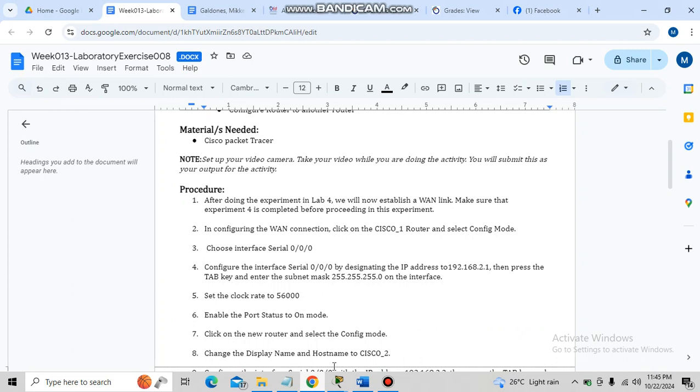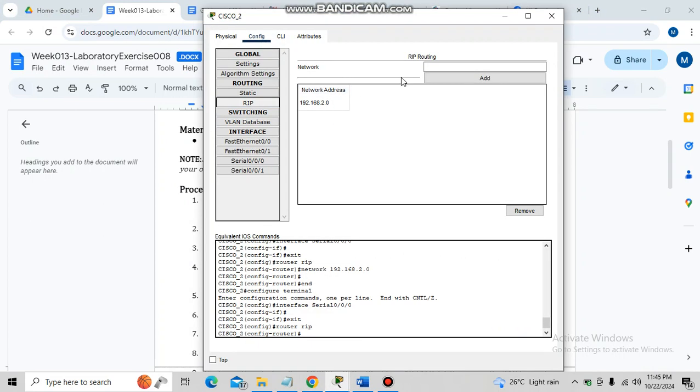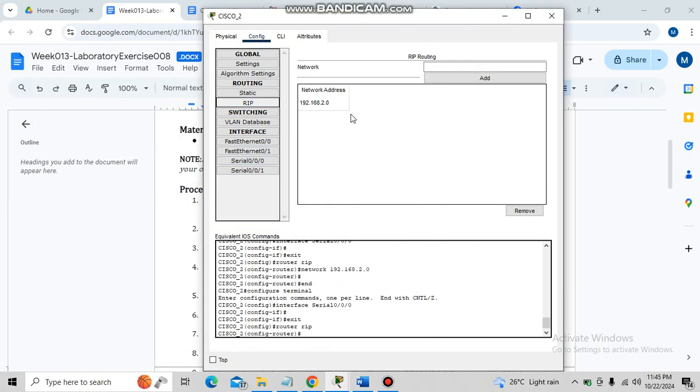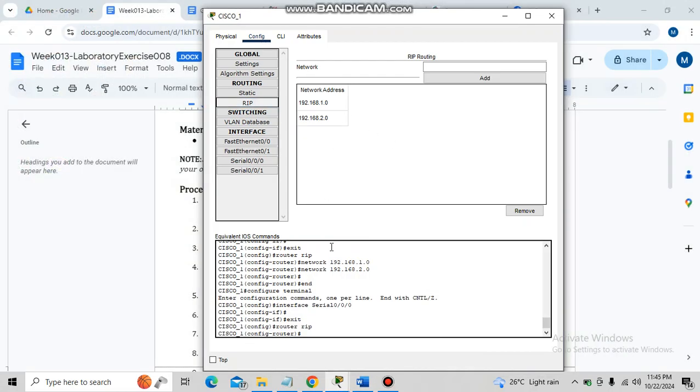So I was asked to configure the IP addresses. As I can see over here, I was asked to add the following network addresses into the RIP, also known as routing information protocol. So here I was able to set the respective network addresses. That is for router 2, and for router 1 it is over here.